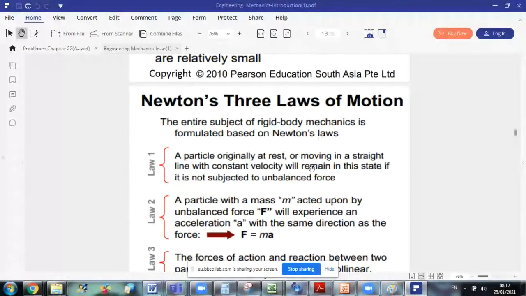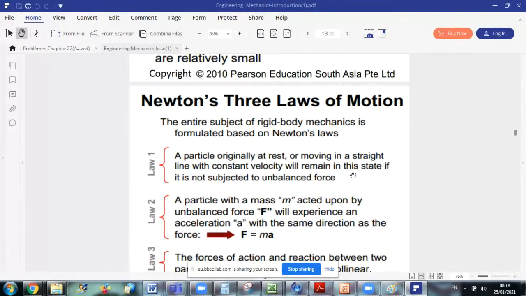Now, the main laws that we will deal with in this course are Newton's three laws of motion. And they are very important laws that we will use in solving our problems. So the first law states that a particle originally at rest or moving in a straight line with constant velocity will remain in that state if it's not subjected to an unbalanced force. Okay? So what do we mean by this?